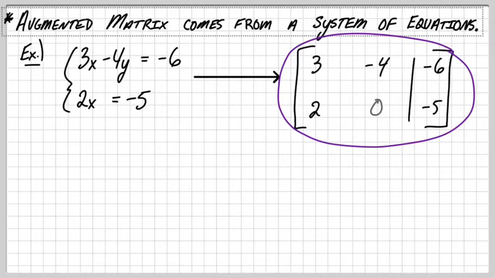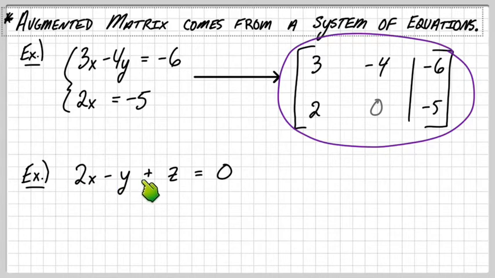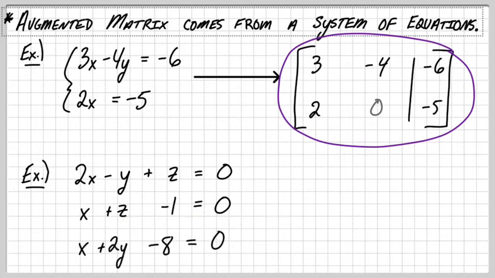Let's look at one more that's a little bit different. So I'm going to give you 3 equations this time and 3 variables. So we've got 2x minus y plus z equals 0 for the first equation. The second equation, x plus z minus 1 equals 0. And then the third equation, x plus 2y minus 8 equals 0. And I'll go ahead and make my curly bracket here too.